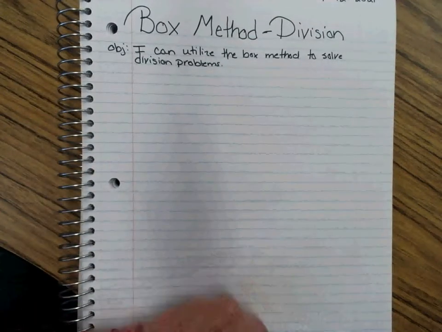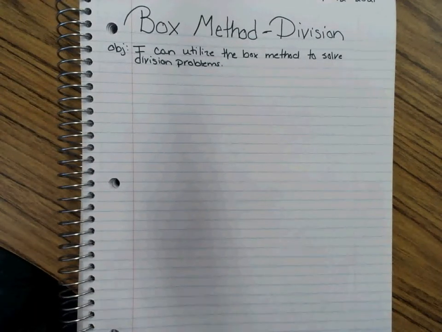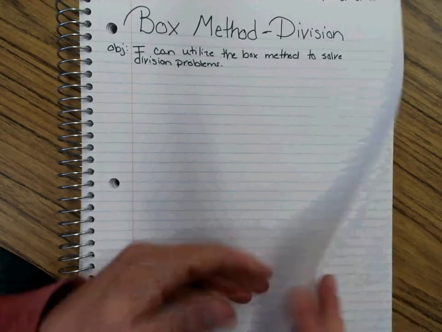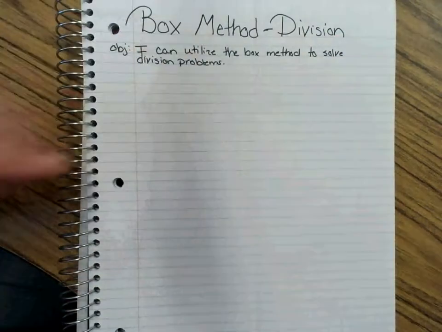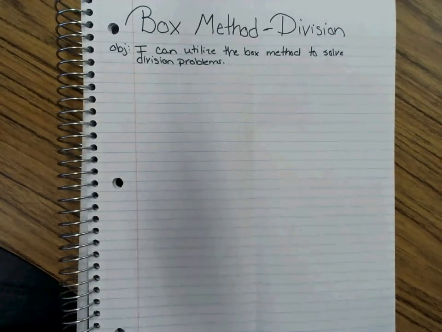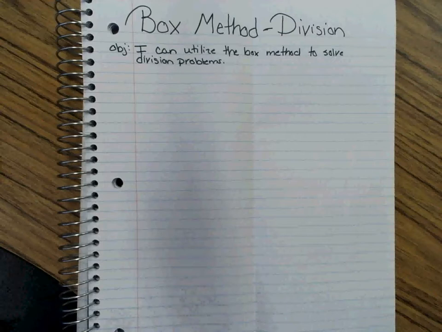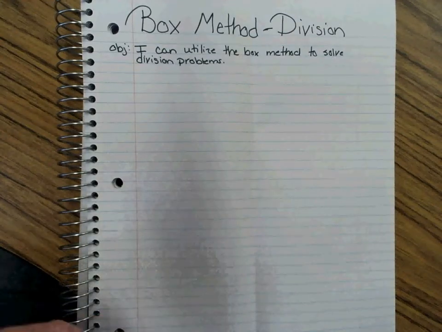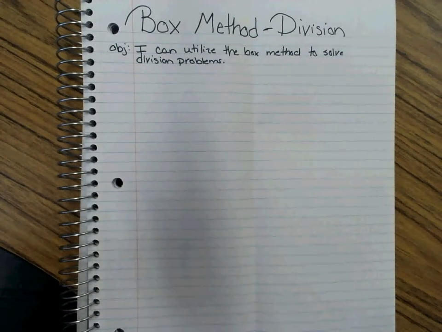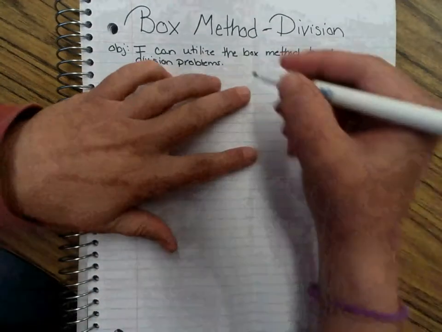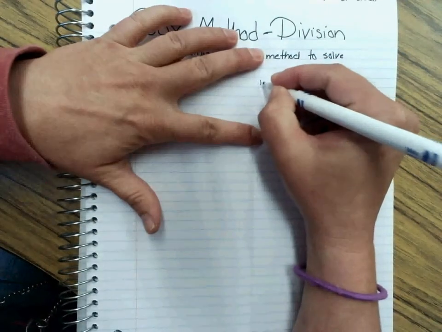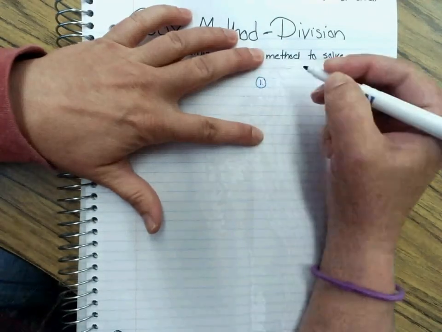So in true Miss Lewis fashion, we're going to fold our page in half. We have a right side and we have a left side. I'll remind you, if you at any time feel like I'm moving too fast, please pause the video, catch up, and we'll keep rocking and rolling. Okay, so step-by-step directions. Step 1.